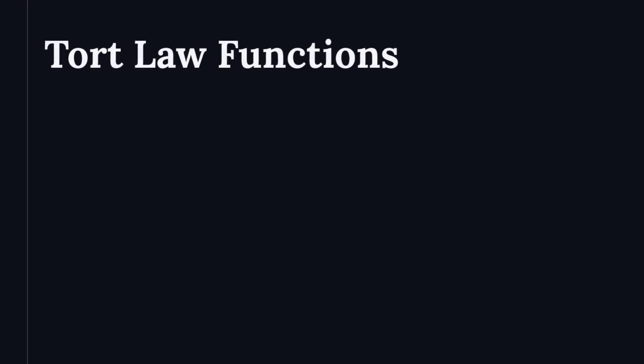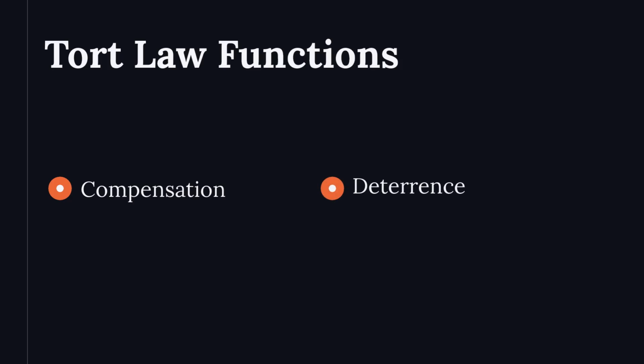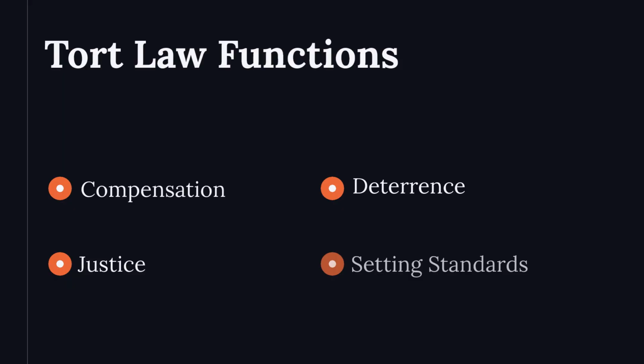Tort law serves key functions within the legal system. Its main purpose is providing remedies for harm due to others' wrongful actions. It focuses on restoring victims rather than punishing offenders. Functions include compensation, deterrence, justice, and setting standards. These functions maintain social order and fairness.